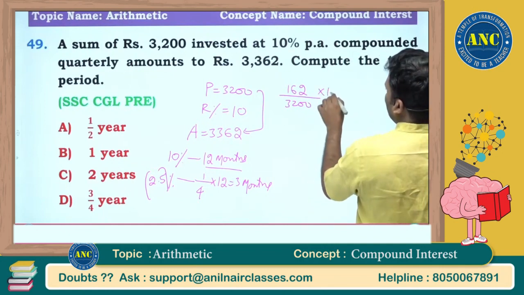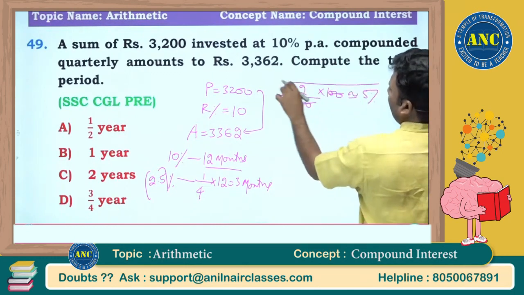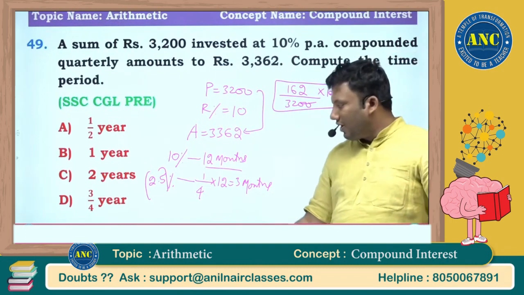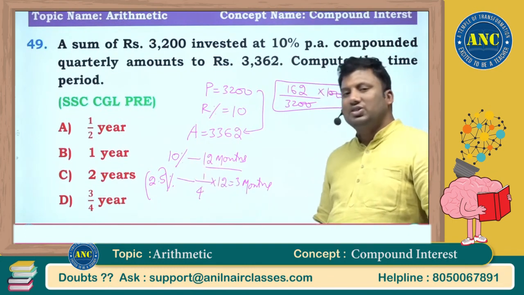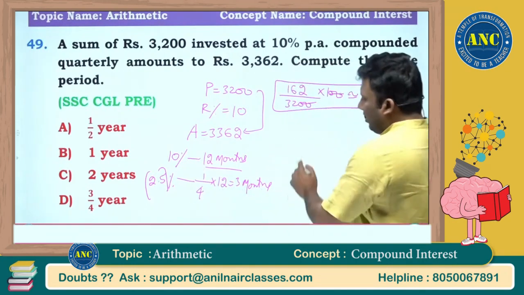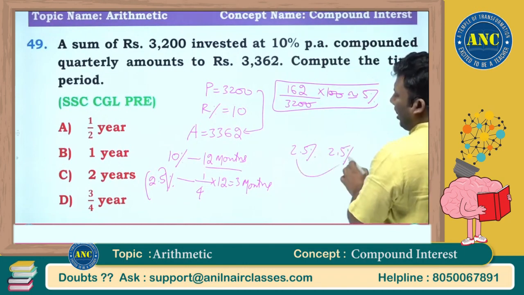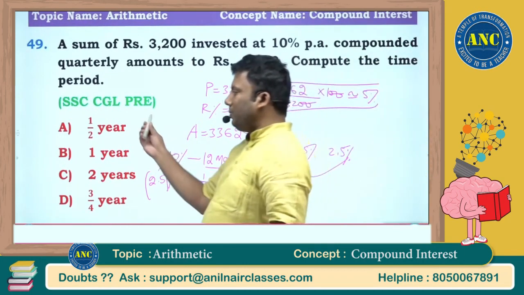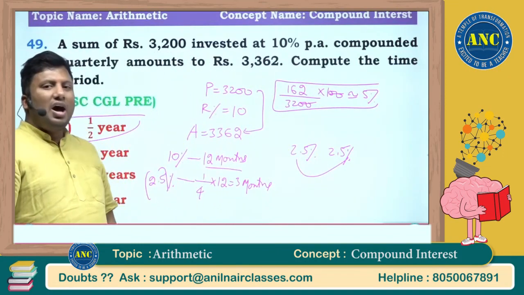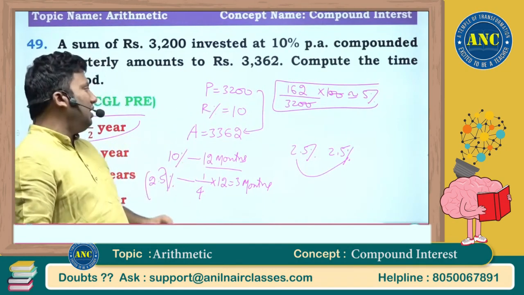162 on 3,200. 32 5s are 160. For 12 months it is 10%. For 3 months it is 2.5%. First 3 months 2.5, next 3 months 2.5. Answer is coming to close to 5%. It is just an approximation of final minus initial. Play around with the answer options.